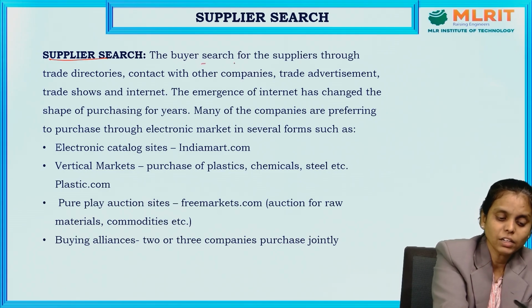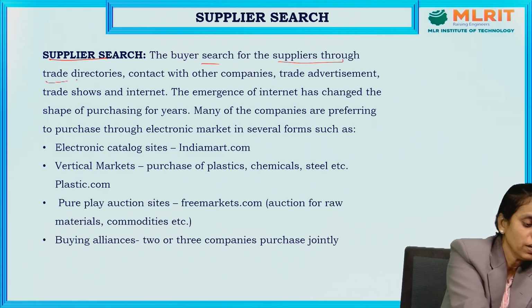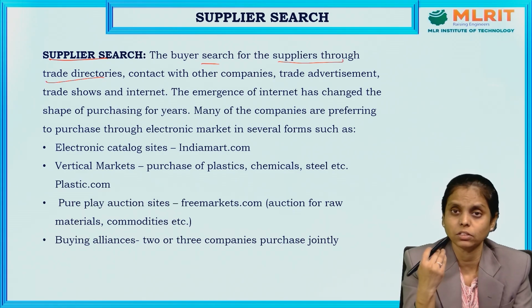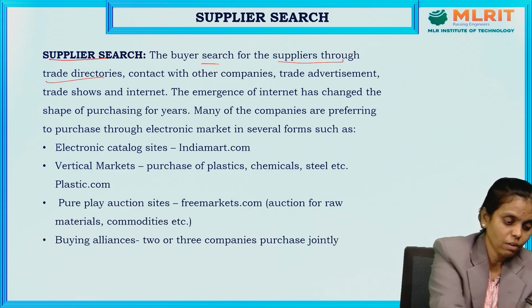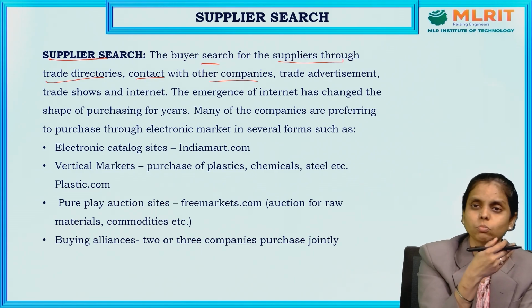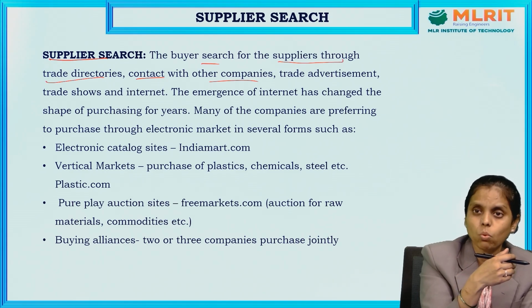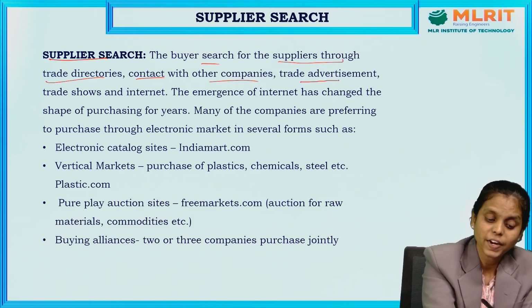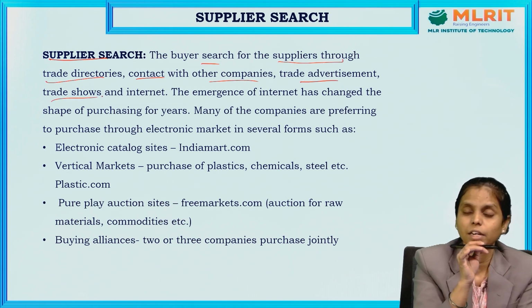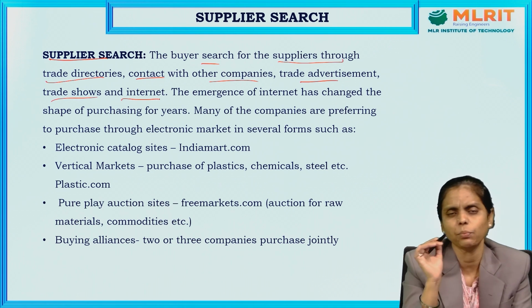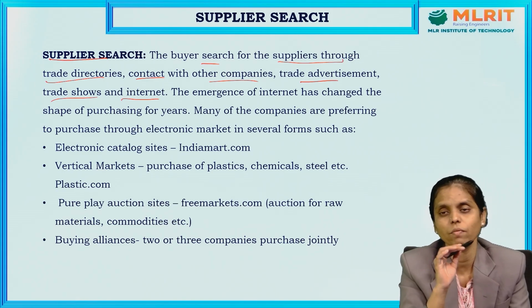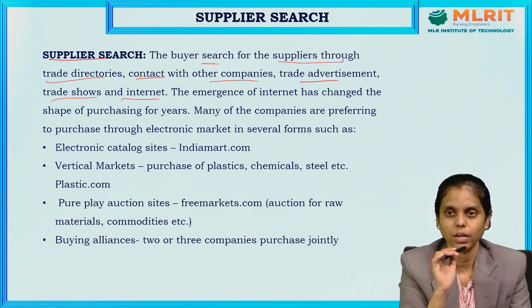The buyer searches for the supplier through trade directories. There are different types of trade directories, like visiting cards and all that might be given by the people, their contacts with other companies from whom a competitor or somebody else is buying. From that, we'll find out who the suppliers available in the market are. Trade advertisements will be given in the trade magazines and all, or else by attending trade shows, or else the latest element that we have, internet facilities. By using all these channels or ways, we will search for the suppliers available in the market.